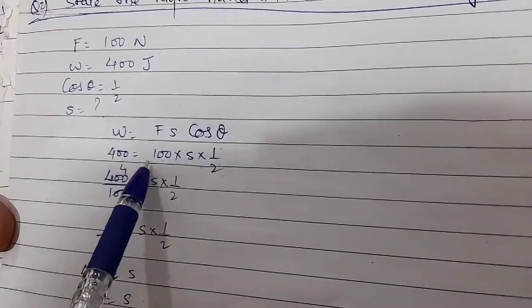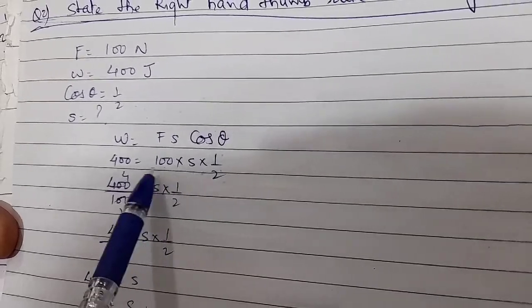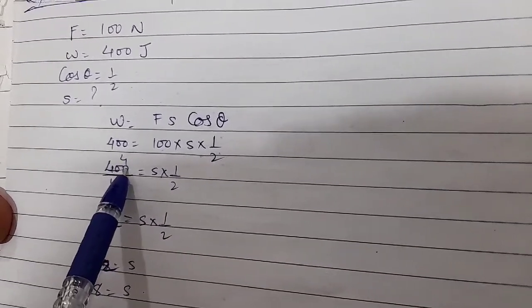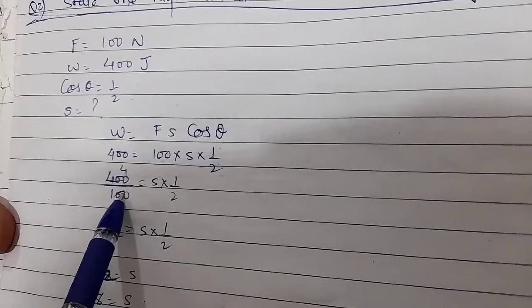Now what I will do is make some changes. So 400 I have written as it is. Now this 100 I have written in the denominator.